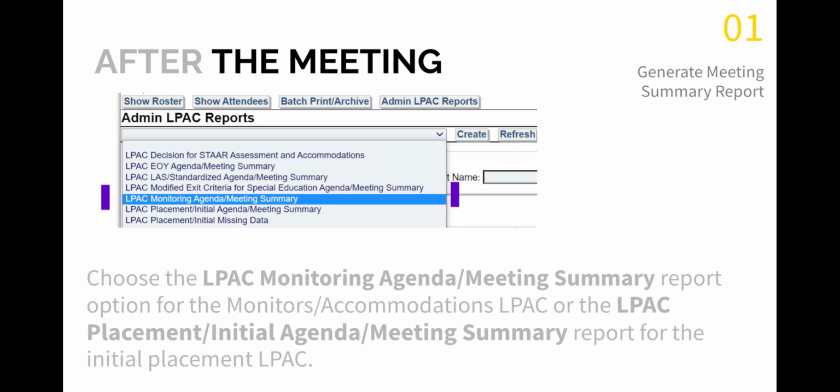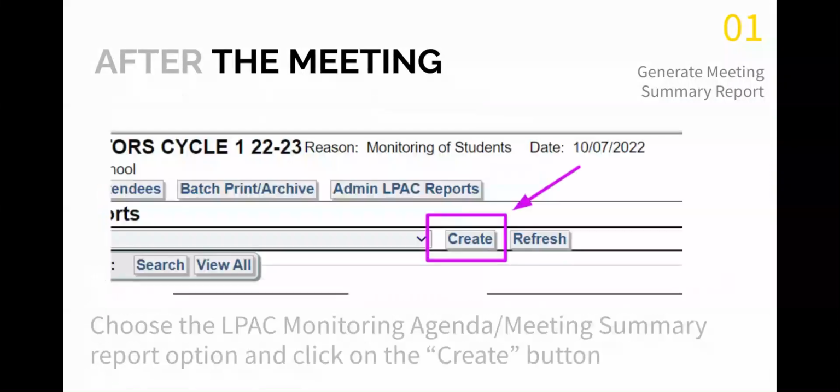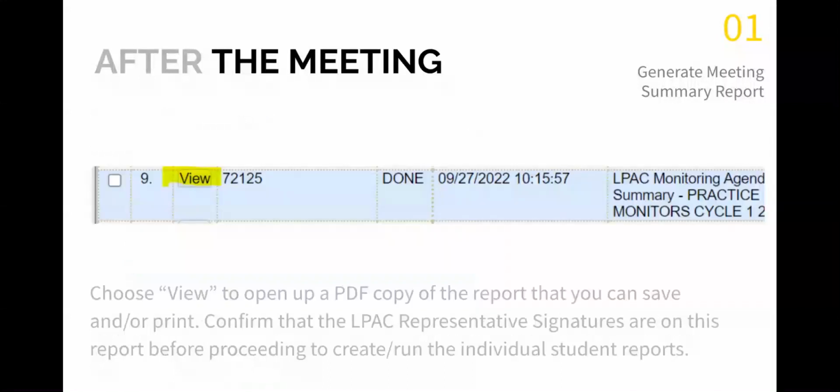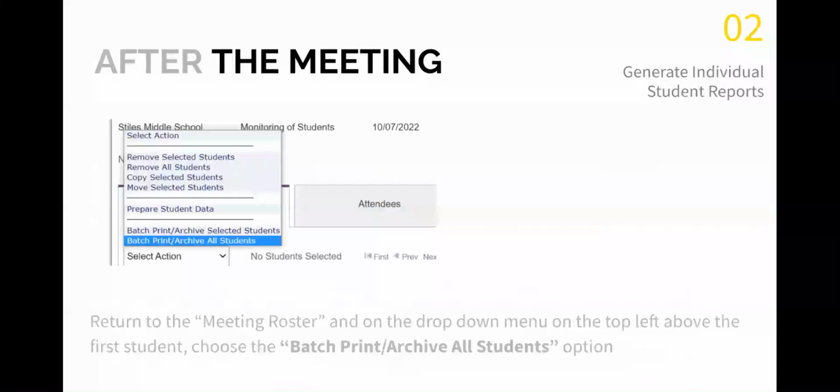We're going to choose the LPAC Monitoring Agenda Meeting Summary Report option for the Monitors Accommodations LPAC, or the LPAC Placement Initial Agenda Meeting Summary Report for the Initial Placement LPAC. Choose the LPAC Monitoring Agenda Meeting Summary Report option and click on the Create button. On the pop-up screen drop-down menu, choose View Prepared Reports. Choose the View option to open up a PDF copy of the report that you can save and or print. Confirm that the LPAC representative signatures are on this report before proceeding to run the individual student reports.